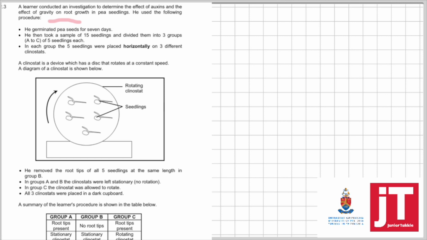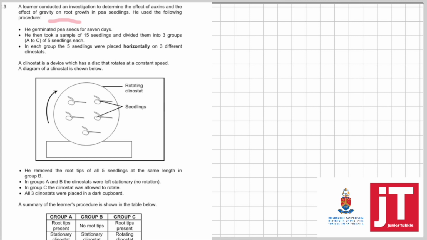In the picture, there's the clinostat. It's a device which has a disc that rotates at a constant speed. A diagram of a clinostat is shown below. He removed the root tips of all 5 seedlings at the same length in group B. In groups A and B, the clinostat was left stationary, meaning there was no rotation. In group C, the clinostat was allowed to rotate. All three clinostats were placed in a dark cupboard. A summary of the learner's procedure is shown in the table below.